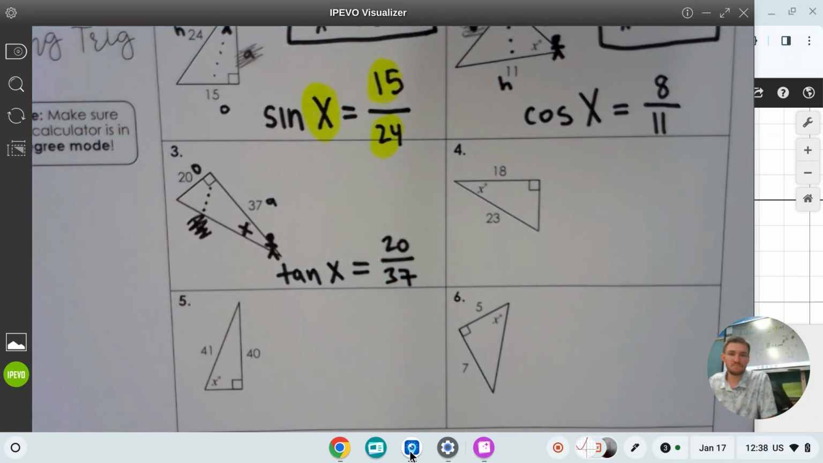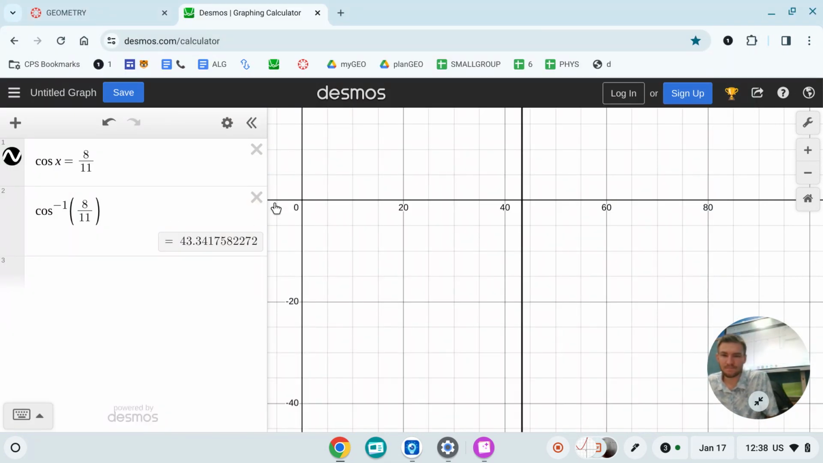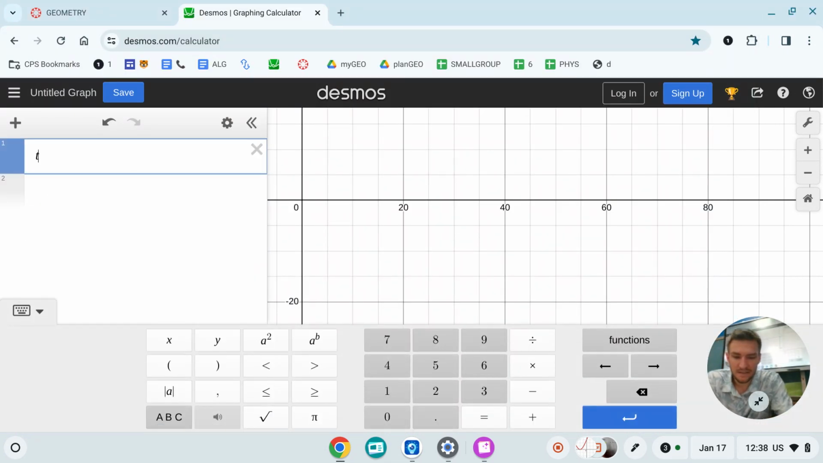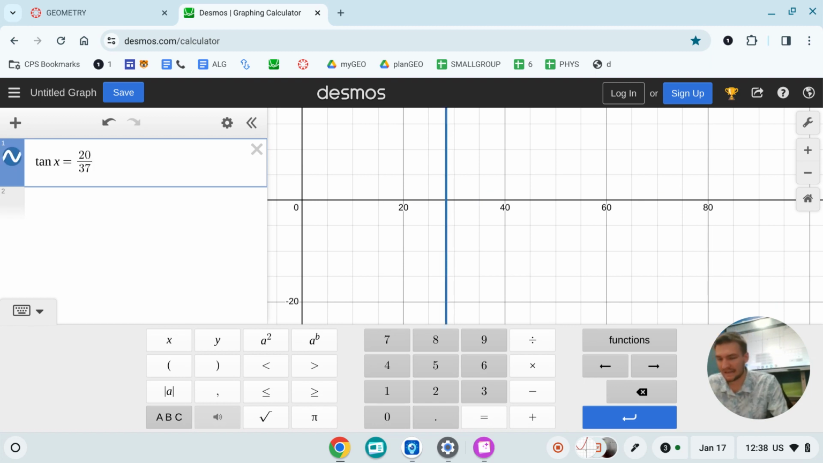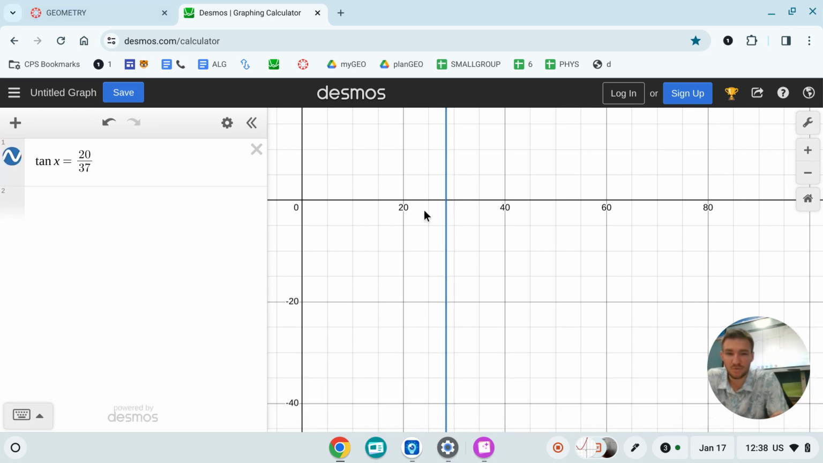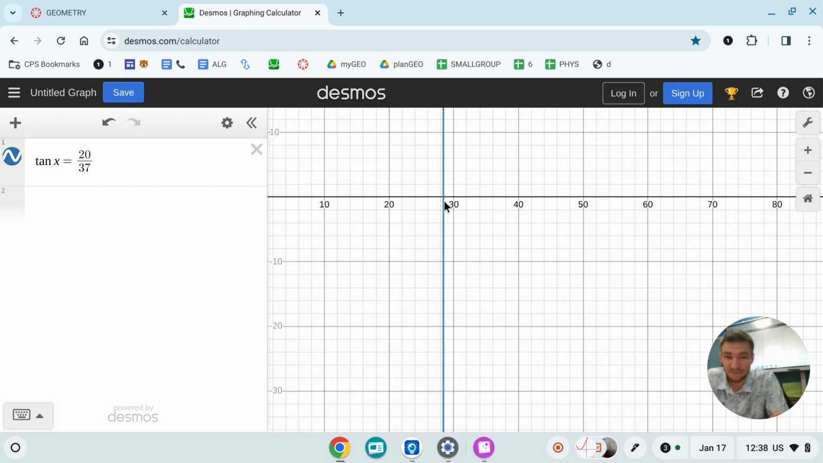All right? Going to Desmos and typing that in. Tan x equals 20 divided by 37. Of course, the tan stands for tangent. Don't actually say tan. It's kind of cringe. And there's our answer. It's between 20 and 40. Looks pretty close to 30. Looks like it might be 28, 28 and a half.